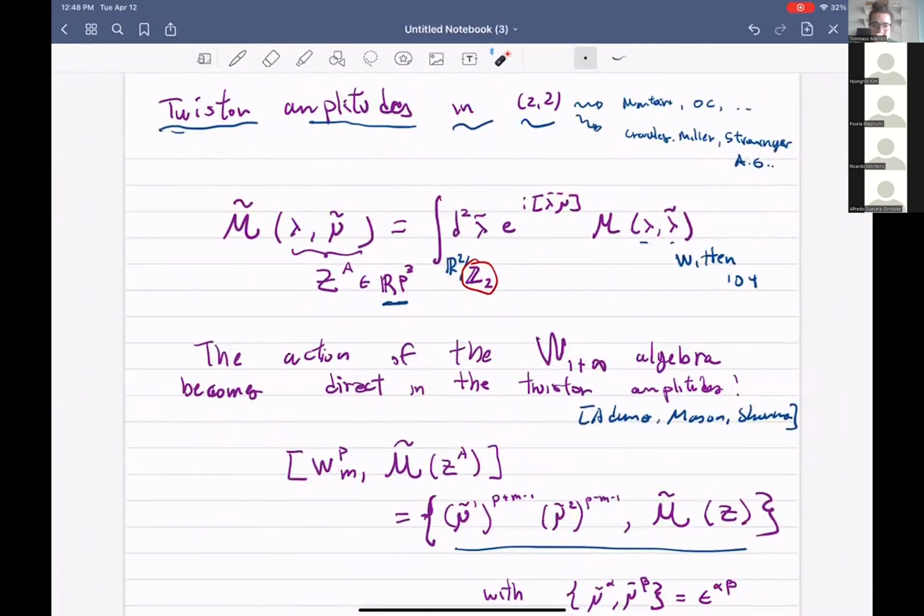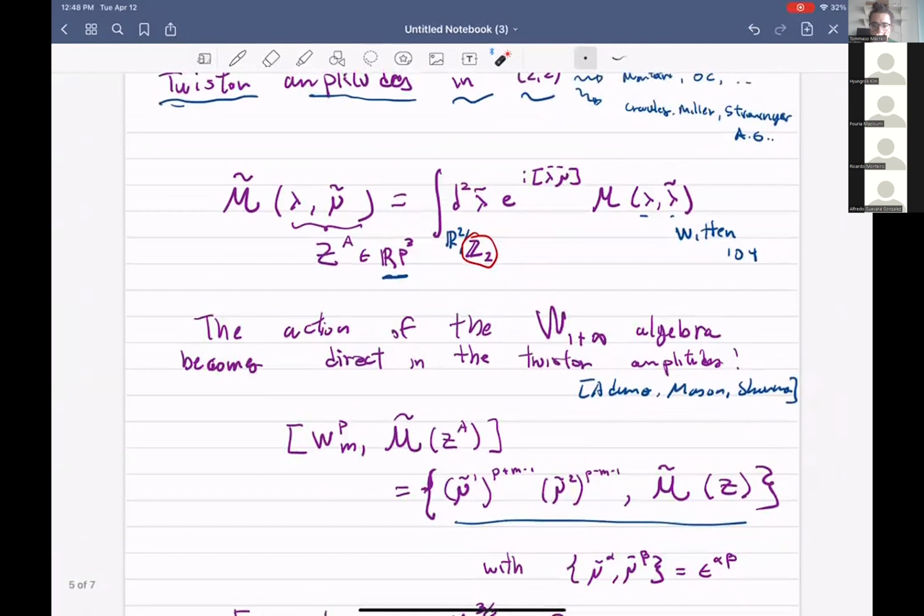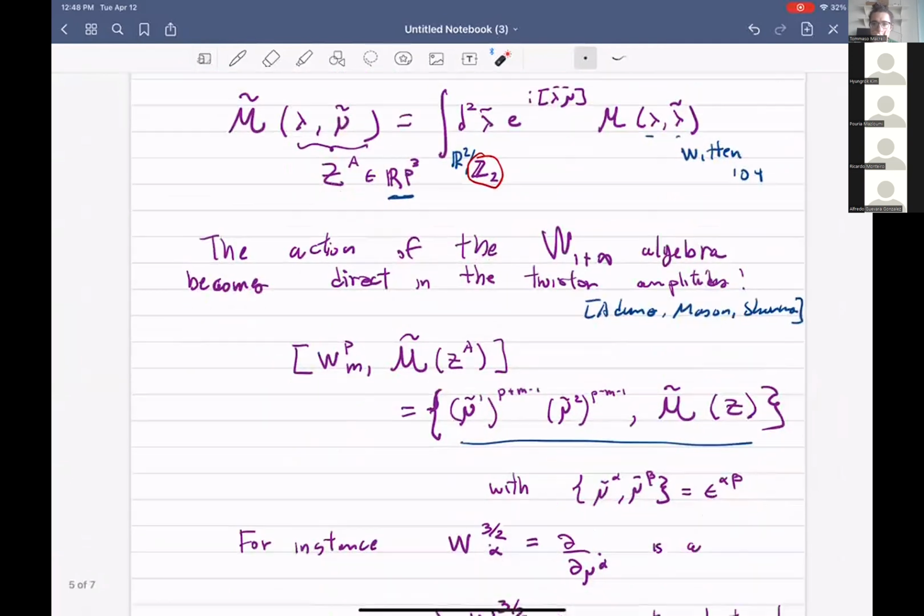And this realization was known actually from a long time ago. It was just not connected to amplitudes. People knew that the realization of W symmetry had to do with Poisson brackets and Poisson structure, but it was not applied directly to massless scattering amplitudes.